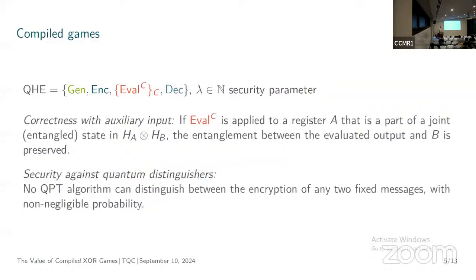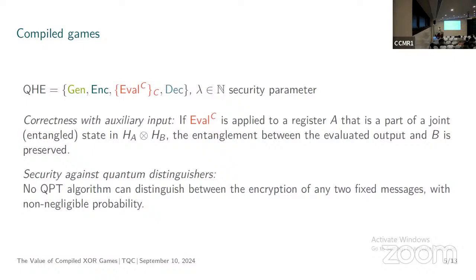Okay, and what are the things we want? We want that the compiled games actually do what we want. So the first thing is this correctness with auxiliary output, which is exactly what I said. Eval should be such that I can use it to transfer non-local strategies to the compiled game with a similar winning probability. And then I also want to be secure against quantum distinguishers, so there should not be any QPT algorithm that can distinguish the encryption of two fixed messages.